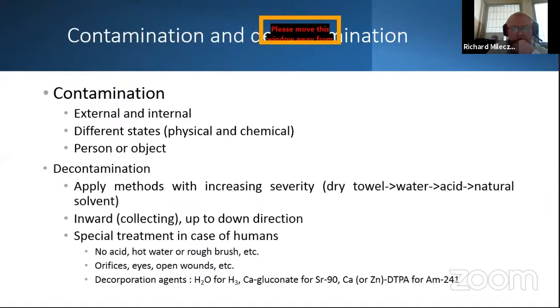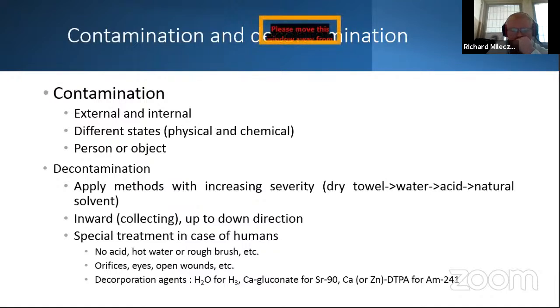Getting rid of contamination is called decontamination. There are several tools that one can generally use to get rid of contamination. However, it is smart to go with increasing severity. You start with something simple, for example, a paper towel. You try it, it didn't work. Then you go with a wet towel. You try it, still didn't work. At this point, you might go for a brush, then a wire brush, maybe you can try acid, things like that.